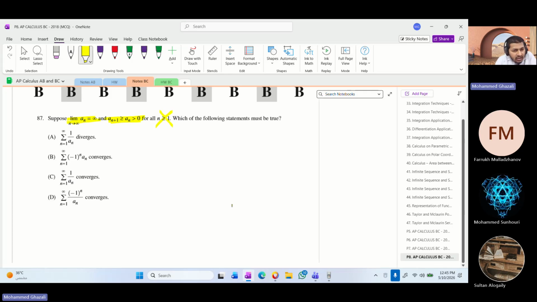All right. Now, does 1 over a_n diverge? So let's check. a_n is infinity, so 1 over infinity is 0, correct? Yes. So that basically converges. It does not diverge.